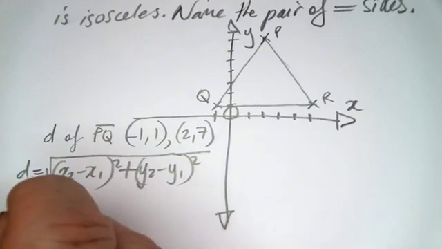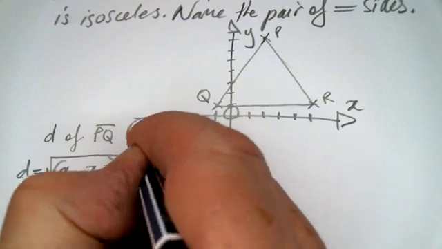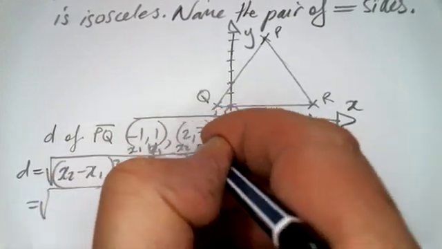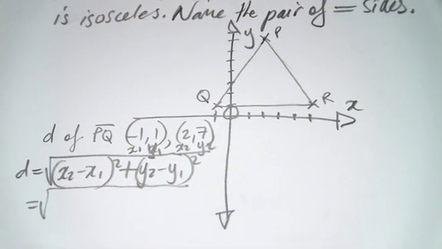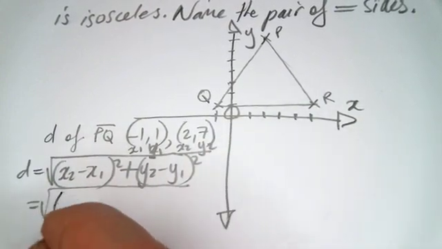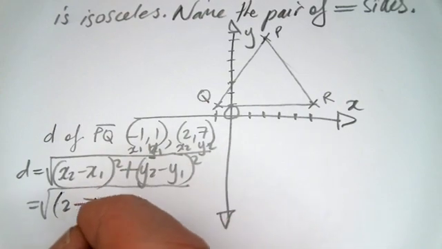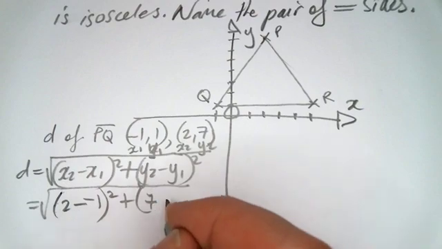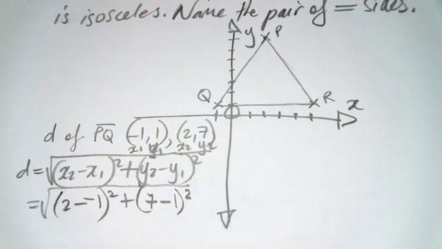So we've got the square root of x2. I'm going to call this x1, call this y1. This is x2, this is y2. All right, let's get a sharper pencil so I can actually write this stuff. Okay, so x2 is going to be a 2 minus an x1, which is going to be a negative 1. That's all squared plus y2. Well, y2 is 7 minus a y1, which is a 1, all squared.